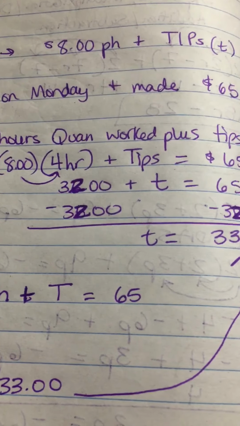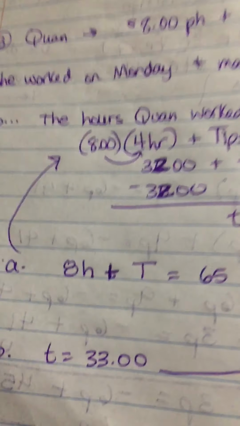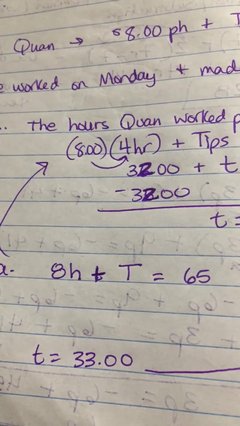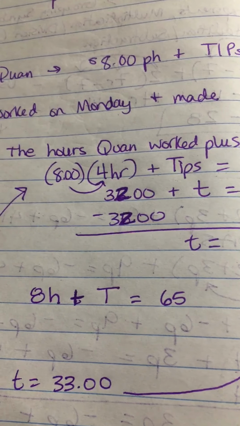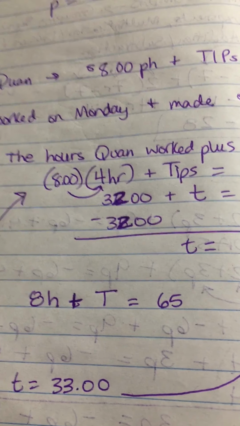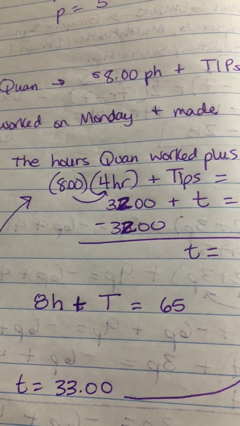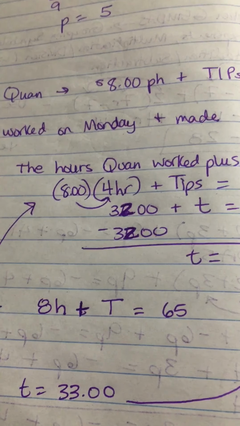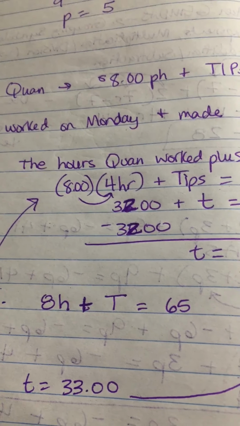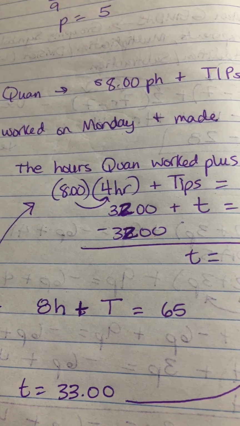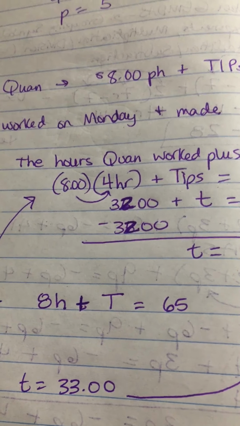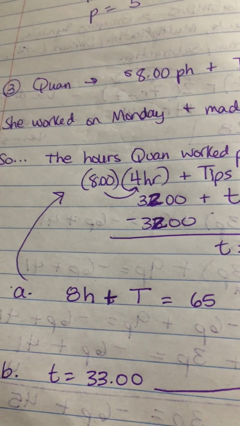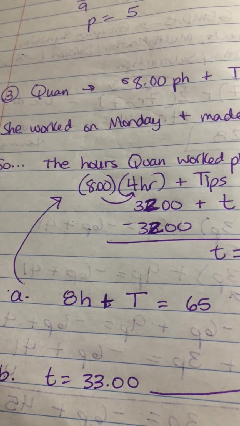All right, so we know that she made $65. So for the equation, you can say 8H plus T. Even though the problem has a lowercase t for the tips, I used an uppercase T to distinguish it from the plus sign. So 8H plus T equals 65. That is the basic equation that you can use to figure out how much money she made on Monday.